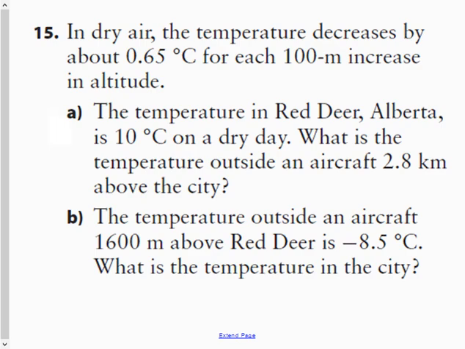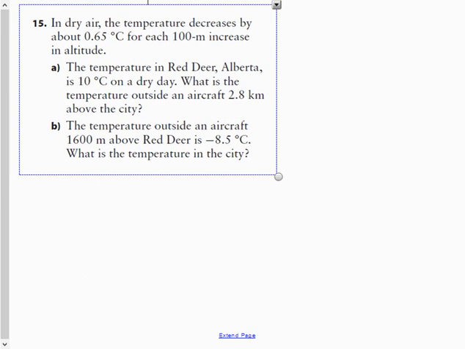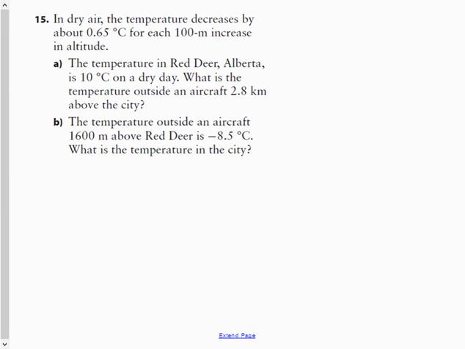Question 15, in dry air, the temperature decreases about 0.65 degrees Celsius for every 100 meters increase in altitude. The temperature in Red Deer, Alberta was 10 degrees Celsius on a dry day. What was the temperature outside an aircraft at 2.8 kilometers above the city?